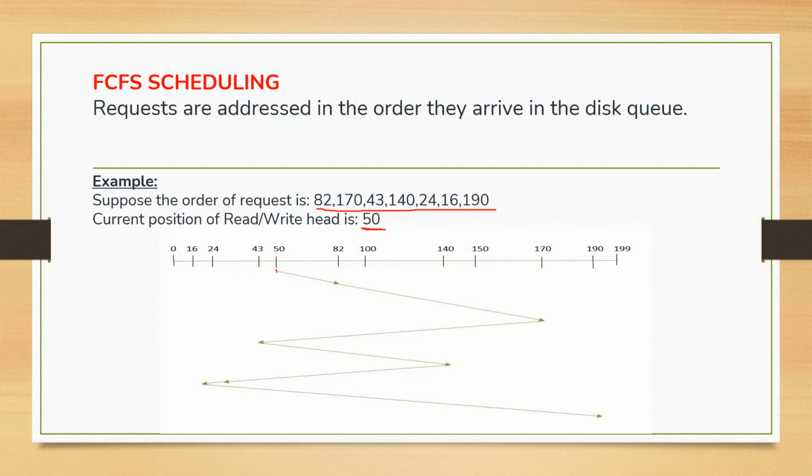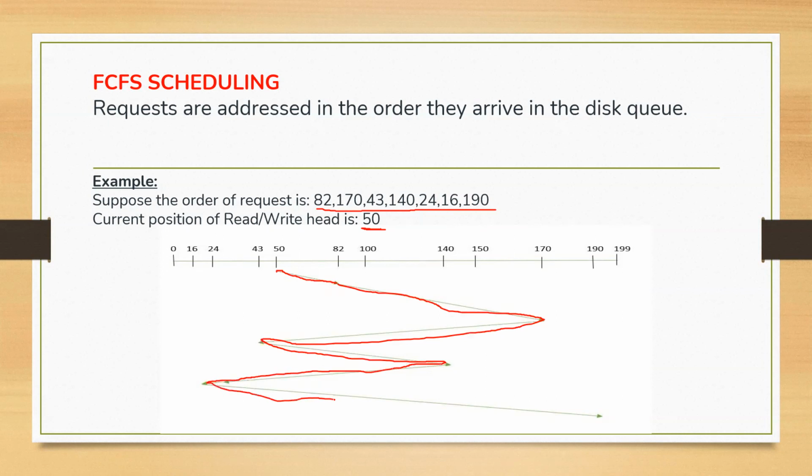From 50, according to the FCFS scheduling, the head will move to 82. From 82, it has to go to the next one, which is 170. From 170, it has to go to 43. From 43, it moves to 140. From 140, it moves to 24. From 24 to 16, and then from 16 to 190. So this is how the FCFS scheduling algorithm works.